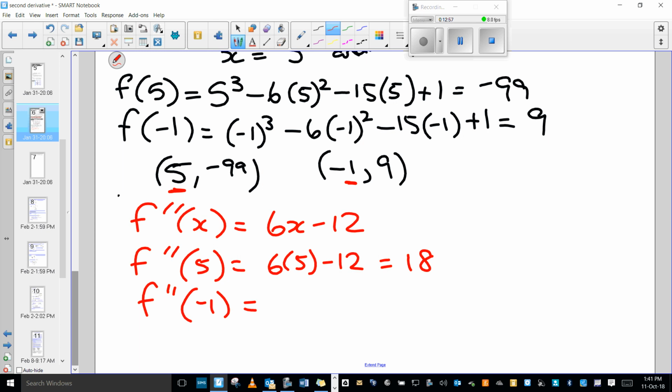And now we're doing 6 lots of -1, take away 12. What's 6 lots of -1? Negative 6. And then take away 12. Negative 18.